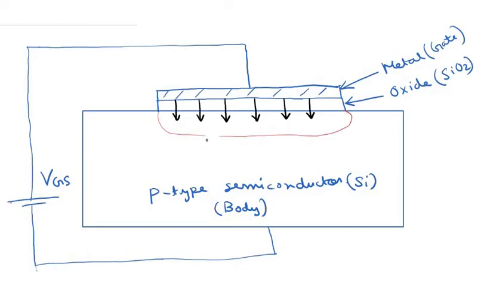Okay, because holes are assumed to have a positive charge, and an electric field basically repels the positive charge. So this electric field repels these holes away from the surface of the p-type body. So it repels the holes away from this region. When it repels away the holes in this region, this region becomes negatively charged.